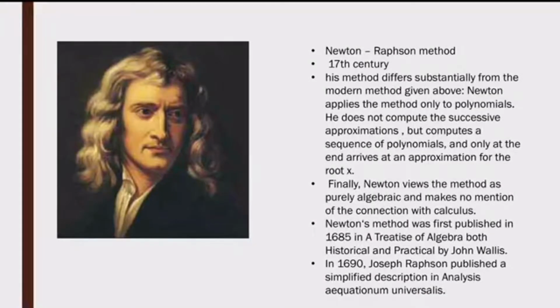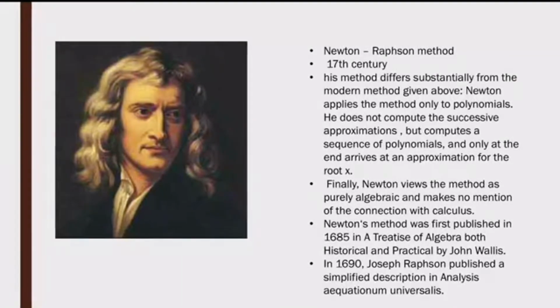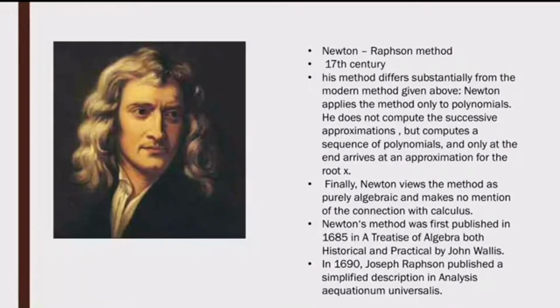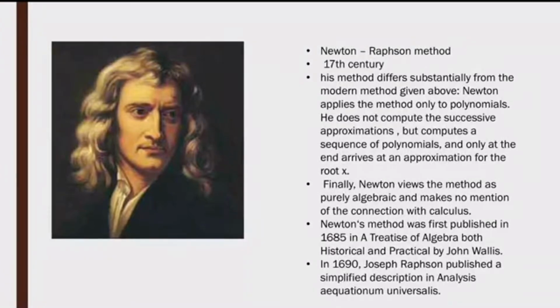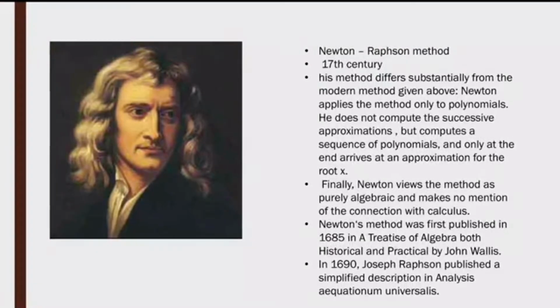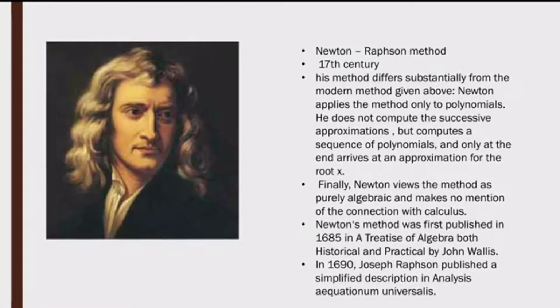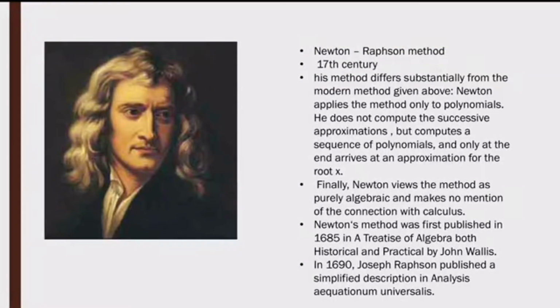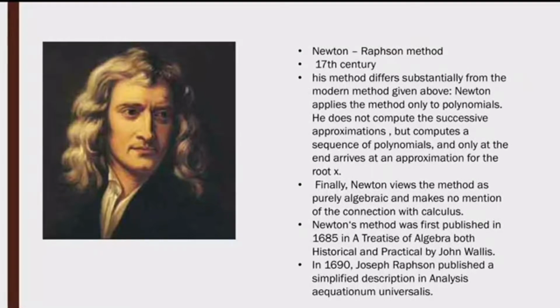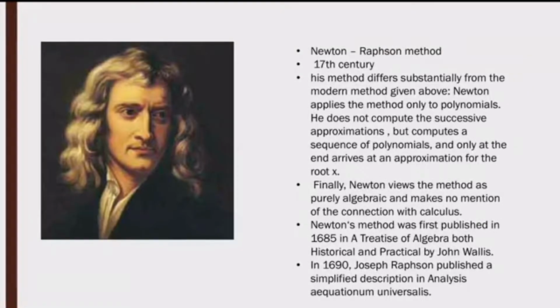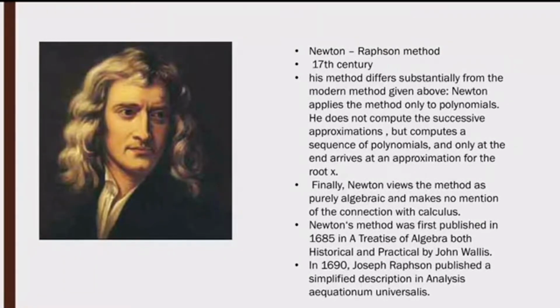Newton's method, also known as the Newton-Raphson method, was proposed by Newton in the 17th century in the field of real and complex numbers for approximating solutions to equations. His method differs substantially from the modern method given above. Newton applies the method only to polynomials.